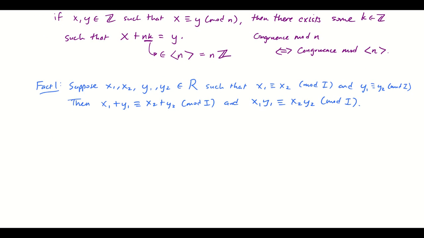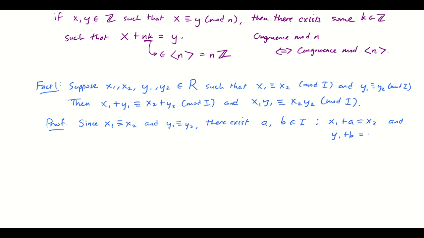So here's the proof. All right, we've already supposed that x1 and x2 are congruent. We've already supposed y1 and y2 are congruent, so let's just get to work. Since x1 is congruent to x2, and I'm going to leave off the mod I for now because the only congruence we're talking about is mod I, and y1 is congruent to y2, there exist, let's call them a and b in the ideal, such that x1 plus a is equal to x2, and y1 plus b is equal to y2.